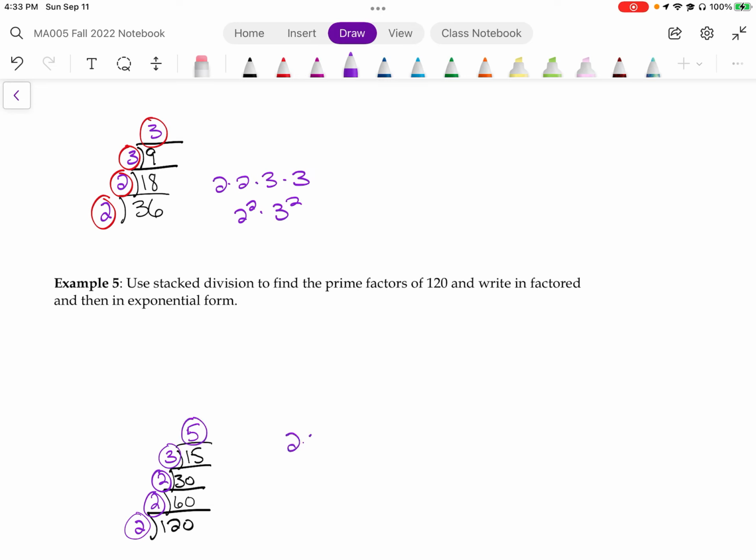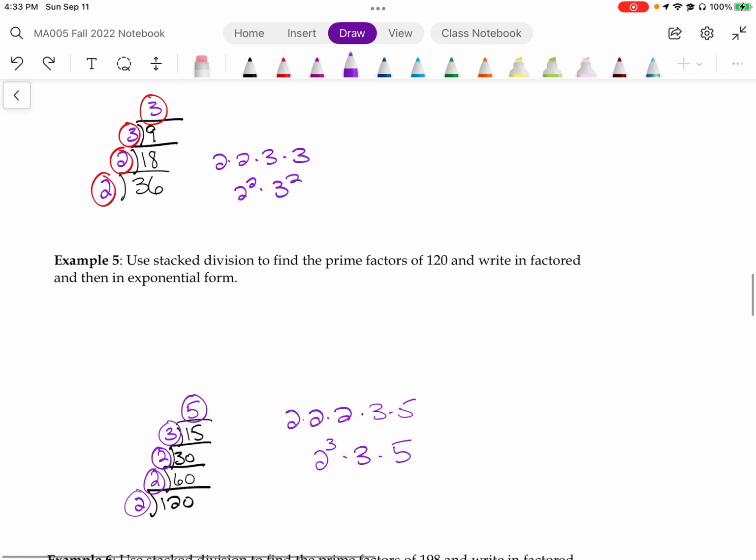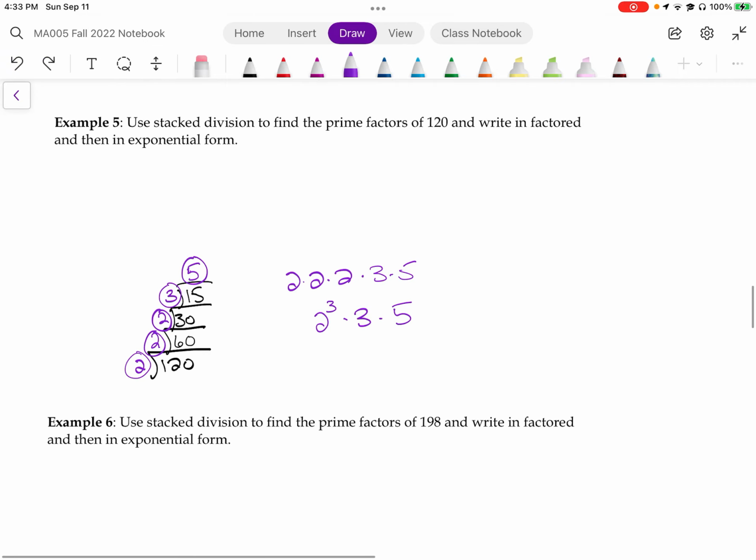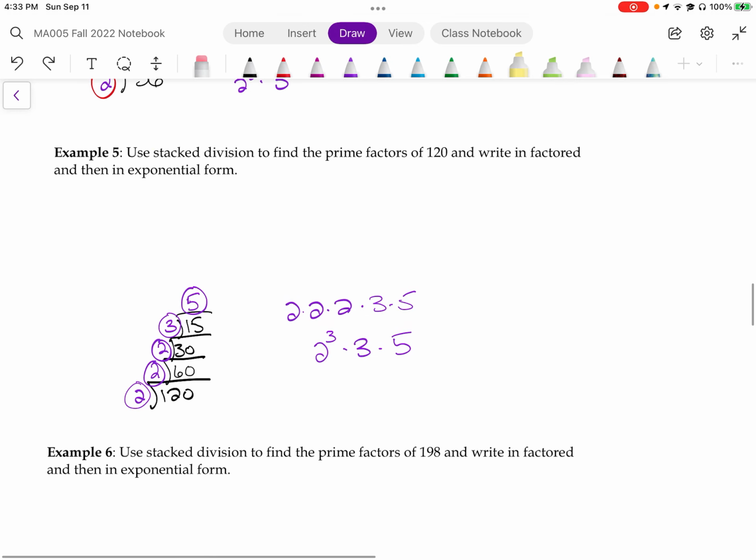Okay, so 2 times 2 times 2 times 3 times 5 is written like that in factored form. Exponential form is 2 cubed times 3 times 5. Now, we don't generally put the 1. It is a 1, but we don't usually put it. Okay, so those are the 2 versions of your answer. All right, so again, this is called stacked division.